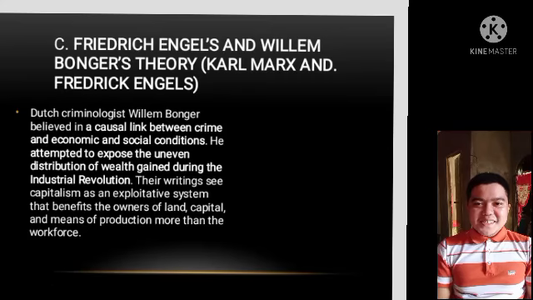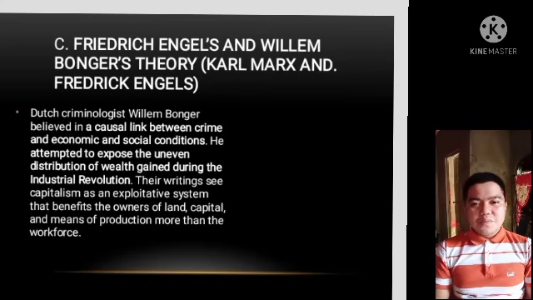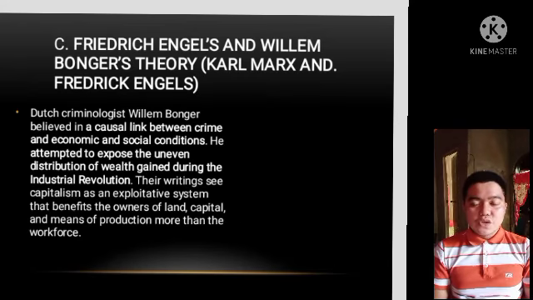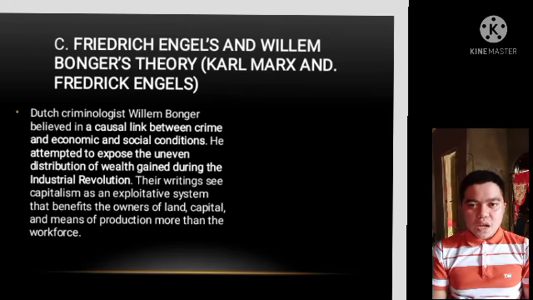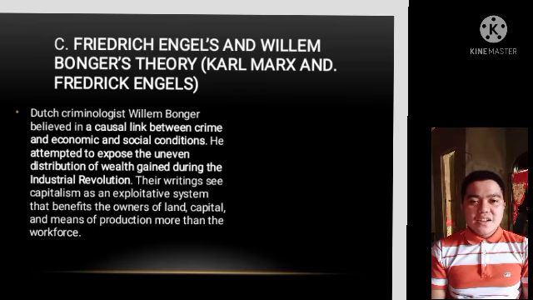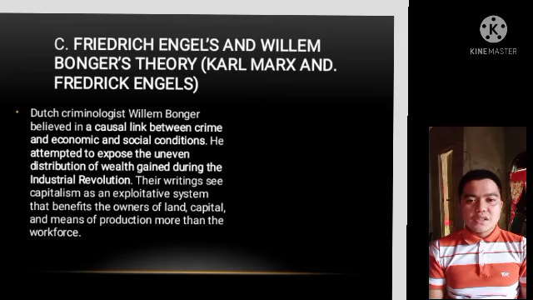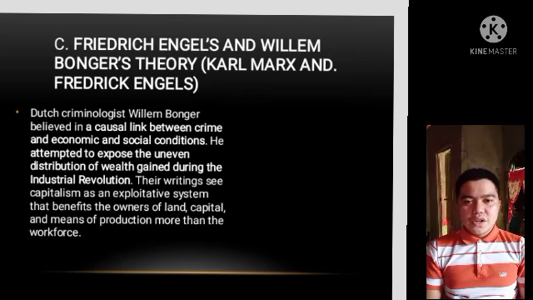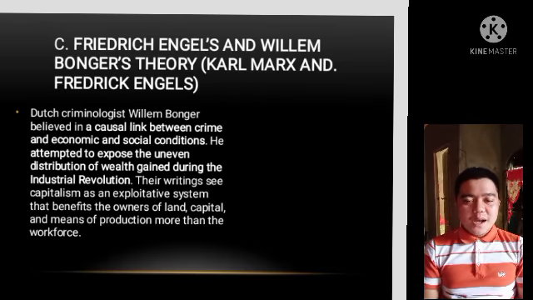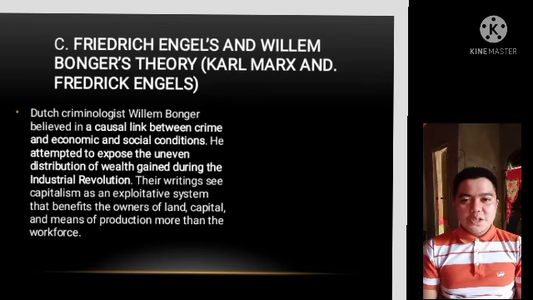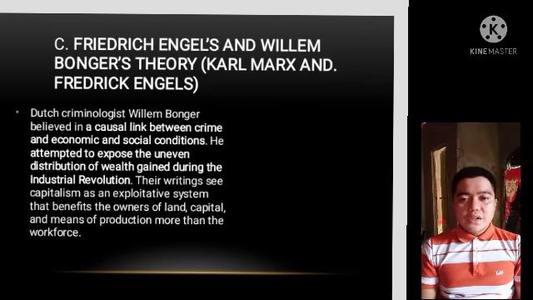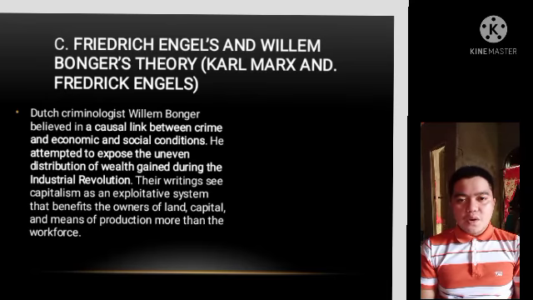Friedrich Engels and Willem Bonger's theory. Dutch criminologist Willem Bonger believes in a causal link between crimes and economic and social conditions. He asserted that crime is social in origin and a normal response to prevailing cultural conditions. In more primitive societies, he contended that survival requires more selfless altruism within the community. He attempted to expose the uneven distribution of wealth gained during the Industrial Revolution. The writing sees capitalism as an exploitative system that benefits the owners of land, capital, and means of production more than the workforce.